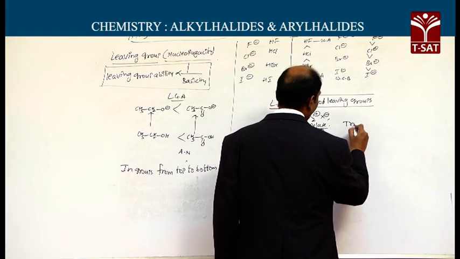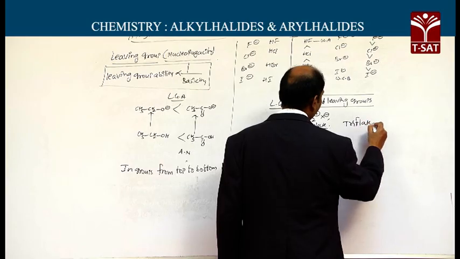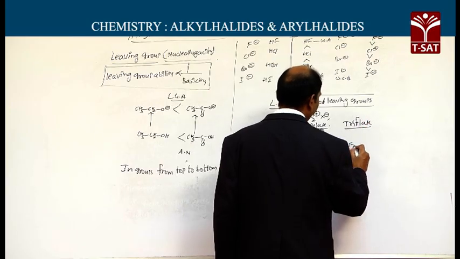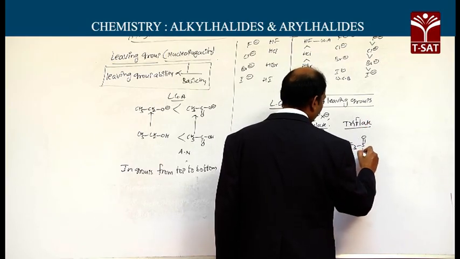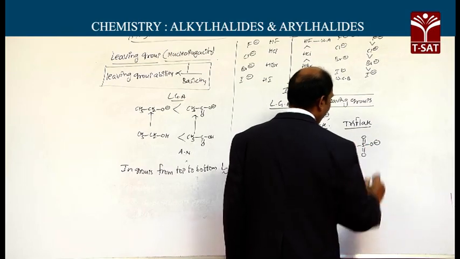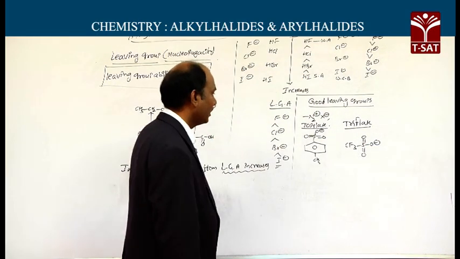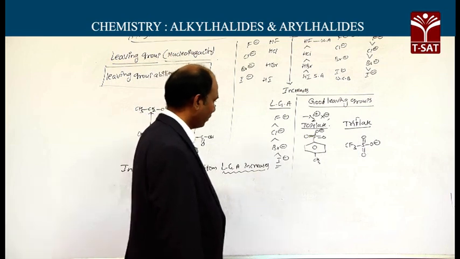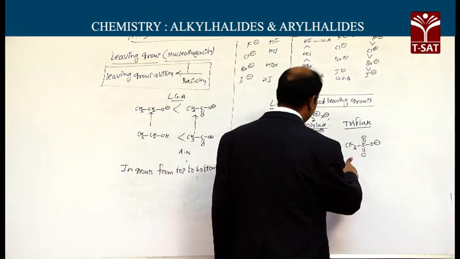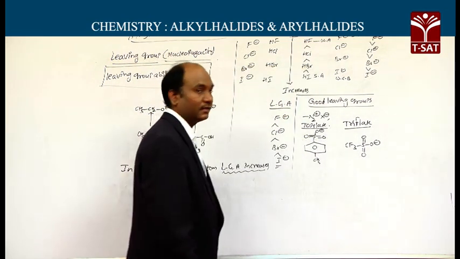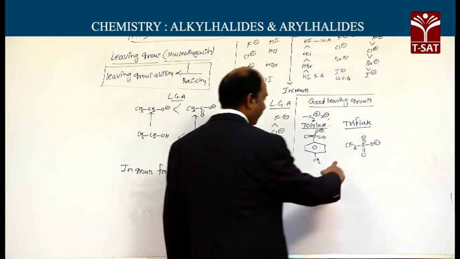Similarly, triflate acts as a good leaving group, that is CF3 S double bond O, O minus. This is a triflate. Triflate is a good leaving group. This is CF3SO3 minus. This is a paratoluene sulfonate, this is a tosylate and this is a triflate.